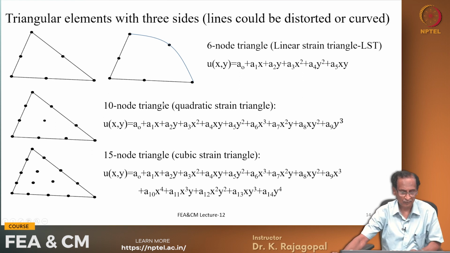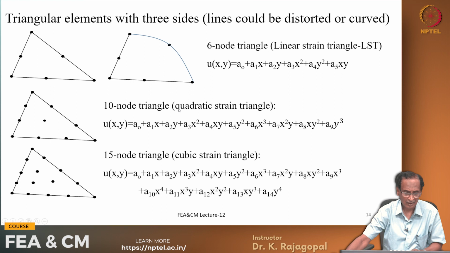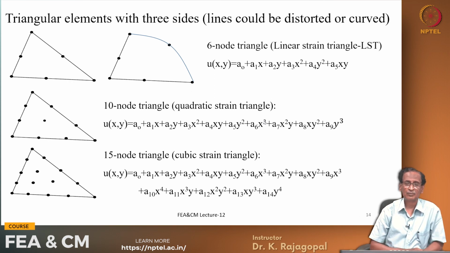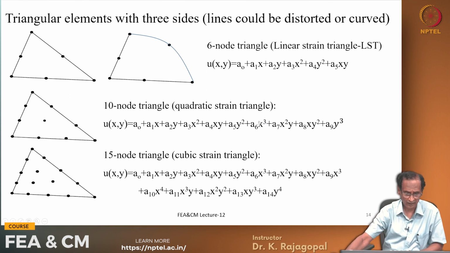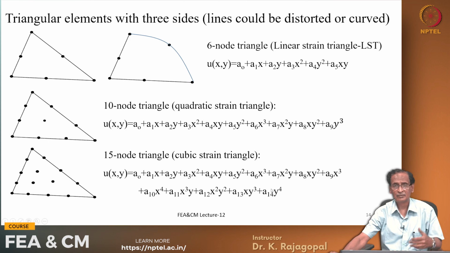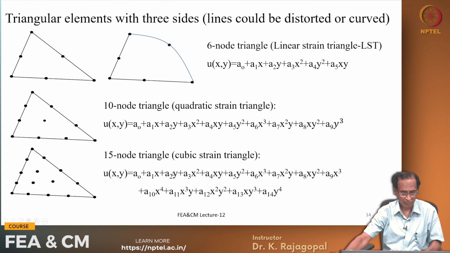And so for the 10 node triangle, it's a quadratic strain because we have a cubic variation of displacements. So that means that the strain will be one order less, that is x square y square. So it is quadratic. And the 15 node triangle, it's called a cubic strain triangle because our displacements are of the fourth order. So the strain should be of third order. And this is the expansion for a 15 node cubic strain triangle.